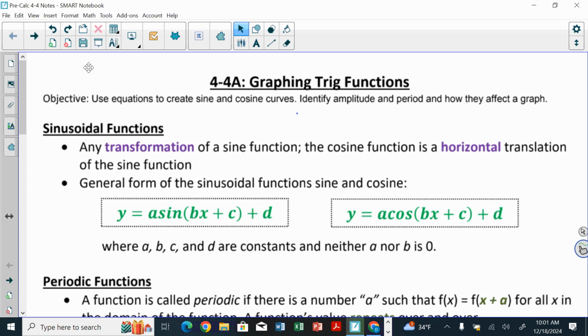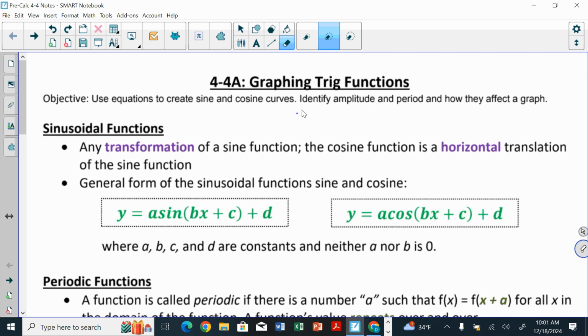All right, 4.4a, graphing trig functions. Let's talk about graphing trig functions, how to use the equations of the sine and cosine curves, and we'll identify the amplitude and period of and how they affect a graph. We'll talk about that as we roll in here today. We'll break this section into a couple pieces as well.